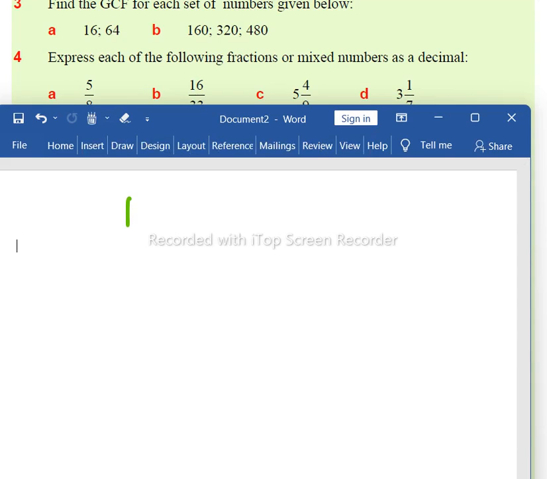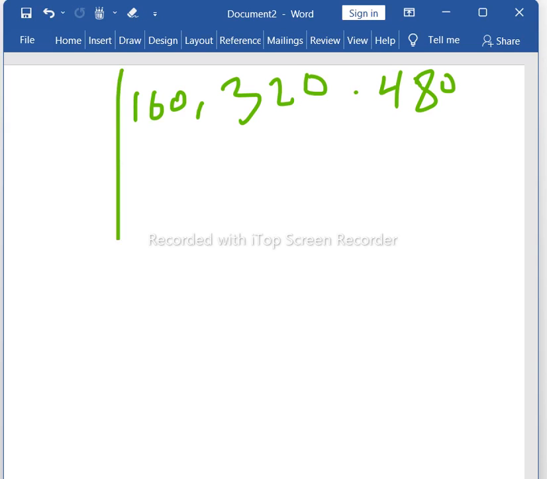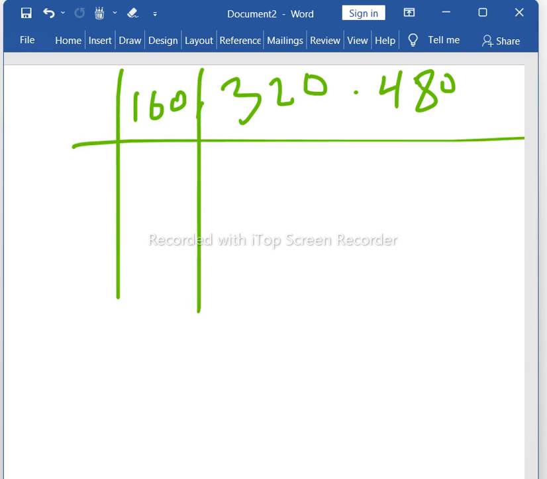The first number is 160, again 320, again 480. So let us divide these numbers by prime numbers. The first prime number is 2. When we divide this by 2, we get 80. 320 divided by 2, we get 160.